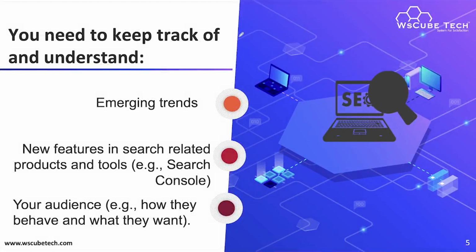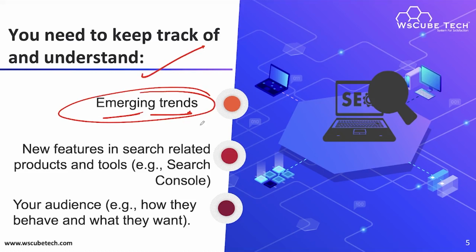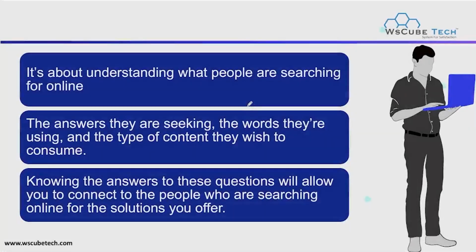You need to keep track of and understand some emerging trends, like the new features in your search related products and the tool that is your search console. You have to understand your audience, that is how they behave and what they want. After getting knowledge about all these, you can do very well in your search engine optimization.